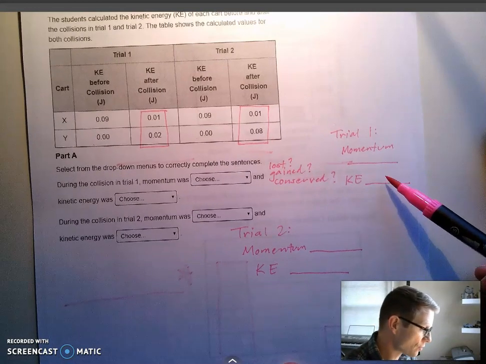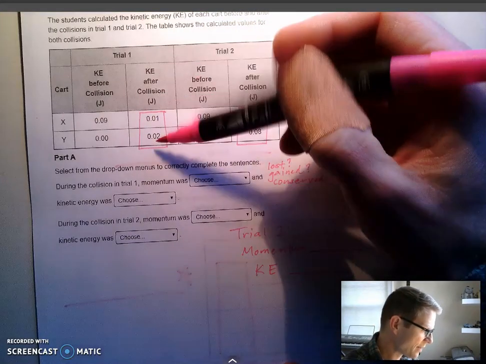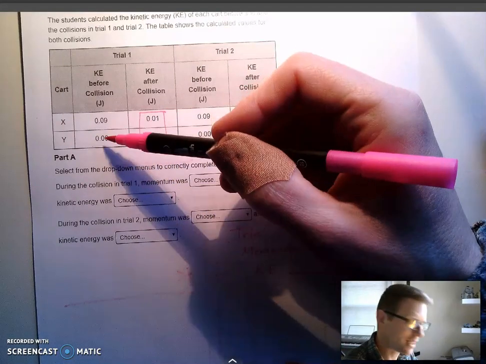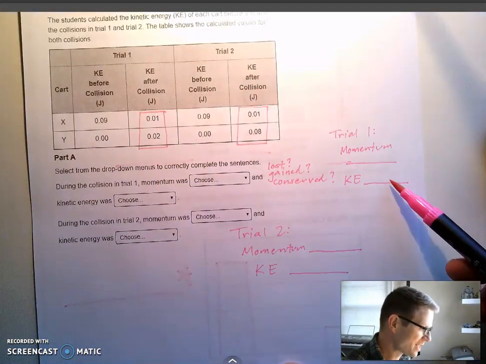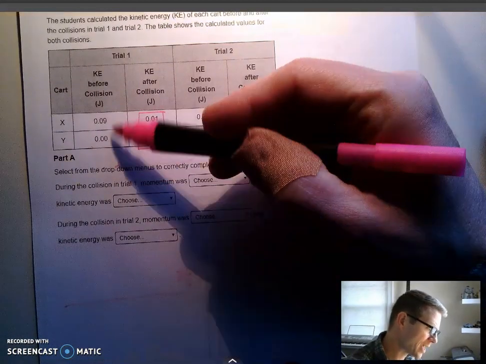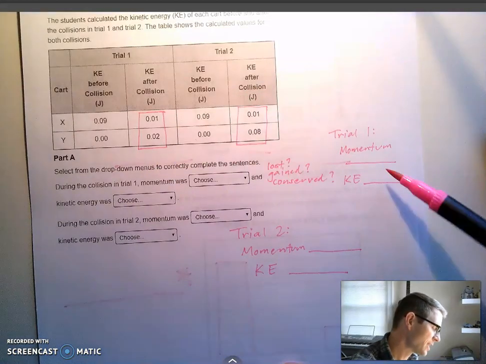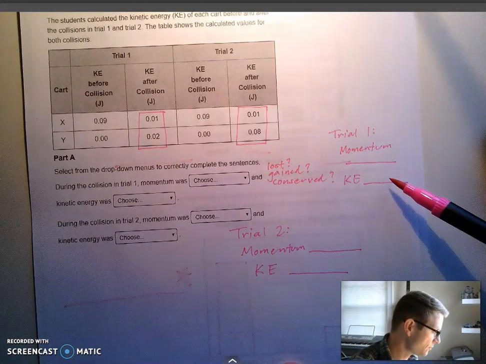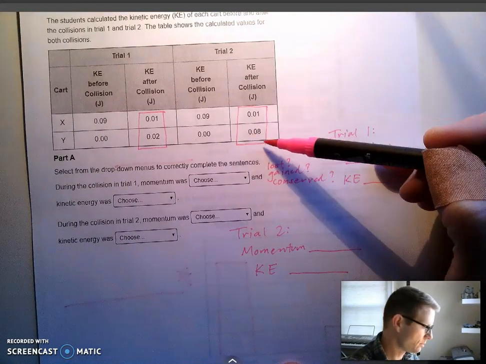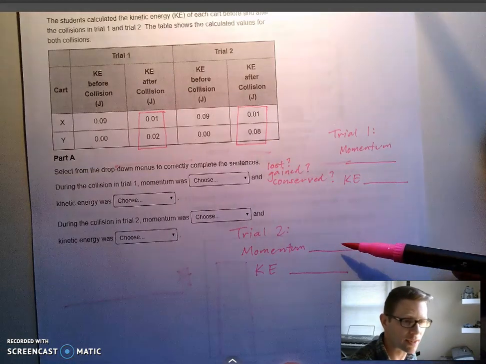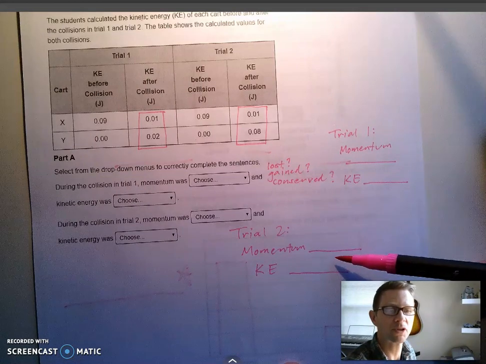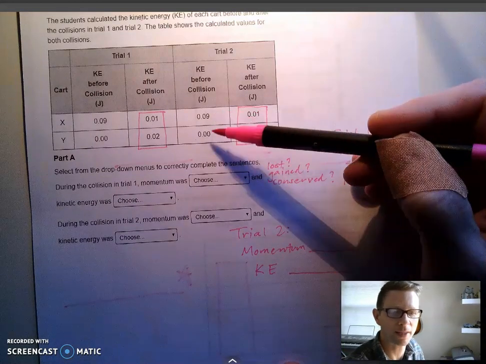The kinetic energy in trial 1, look what I boxed in. Kinetic energy after, kinetic energy before. Notice you have 0.09, then you have 0.03. So kinetic energy, was it lost or gained or conserved? You figure that out. But look, it went from 0.09 to 0.03. Fill that in. Trial 2, 0.09, 0.09. Oh, so momentum was conserved again because momentum is always conserved. Kinetic energy, you tell me, was it lost or gained or conserved if it went from 0.09 to 0.09?